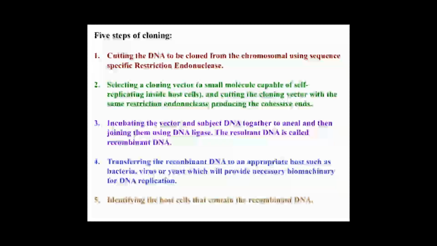DNA from different sources. The fourth step involves transferring this recombinant DNA into a suitable host, such as bacteria, viruses, or yeast. These organisms provide the necessary machinery for DNA replication, allowing us to produce many copies of our recombinant DNA. Finally, we need to identify which host cells actually contain the recombinant DNA.